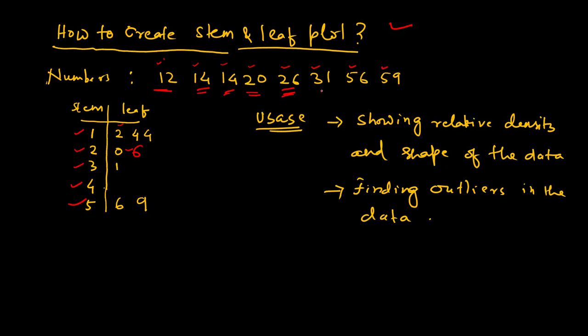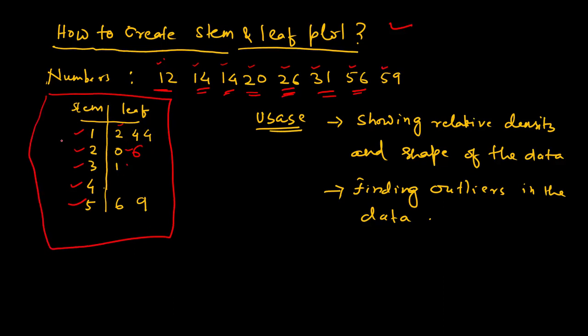Similarly, in the 30s we have 31, so against 3 we put 1. There is no number within the 40s, so we go one step below, and against 4 there is no number, so we just leave it blank. And then in the 50s we have 56 and 59, so we put 6 and 9. This is how the stem and leaf plot looks.